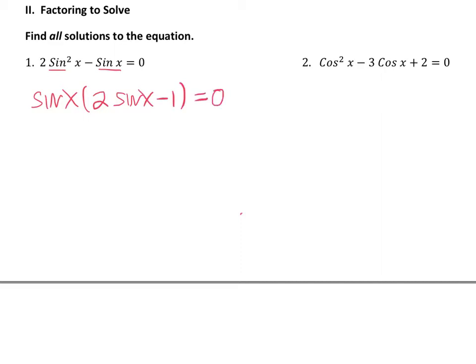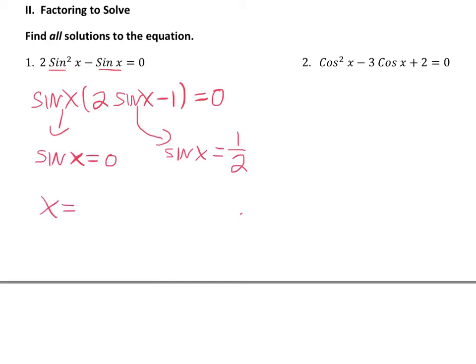And then once you have it factored out, you take each factor and set them equal to 0. So we have sine of x equal to 0. If you take 2 sine of x minus 1 and set it equal to 0, then you would isolate the sine of x. You would add 1 and then divide by 2, so sine of x would equal 1/2. And then you solve for each just like we did previously.